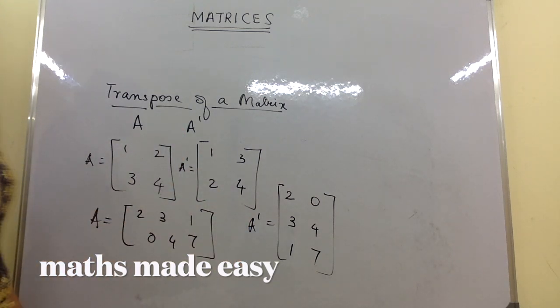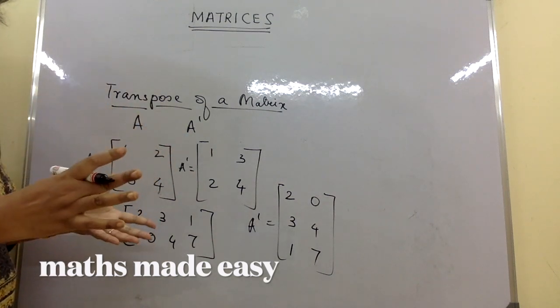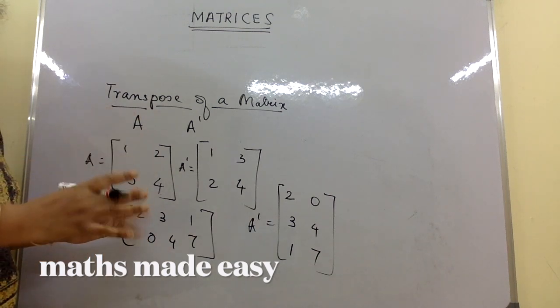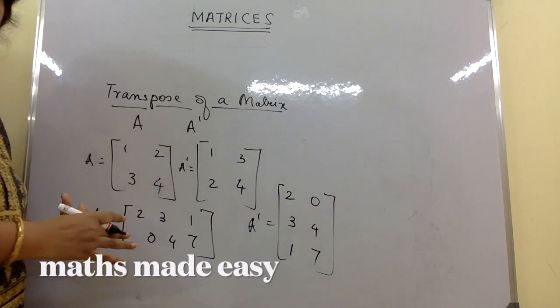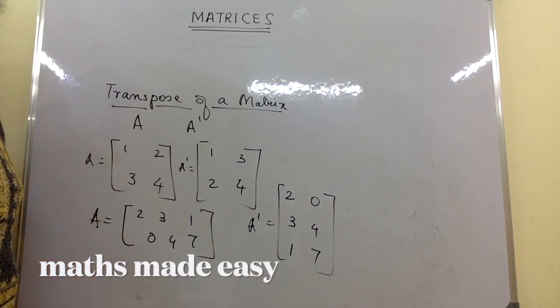Equality of matrices is when two matrices have rows and columns that are exactly identical. You don't want only the same elements present in the matrices, but exactly identical elements in the same positions, then you call it equality of matrices, okay.